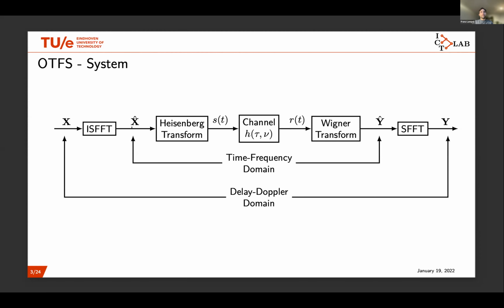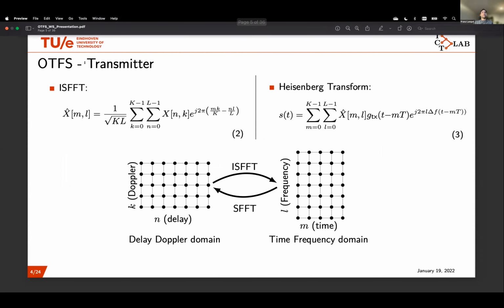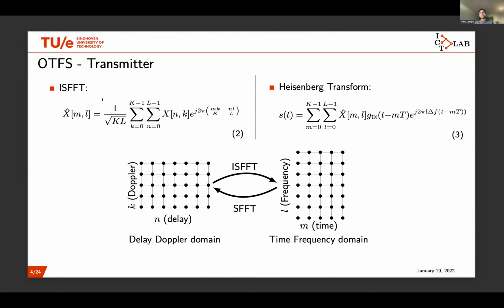And let's look into details. What do this symplectic finite Fourier transform and the Heisenberg transform look like? The inverse symplectic finite Fourier transform is basically a two-dimensional Fourier transform. The term symplectic stems from the fact that we have two different signs here in the Fourier transform. One is an inverse Fourier transform, while the other one is a Fourier transform. And what it is doing is that when we define symbols in the delay-Doppler domain, so this is a grid in the delay-Doppler domain, we have L samples in the delay domain, we have K samples in the Doppler domain, it maps these symbols to some symbols in the time frequency domain.